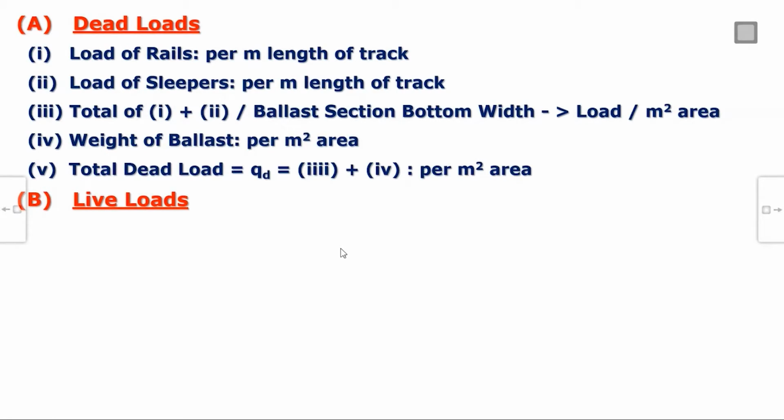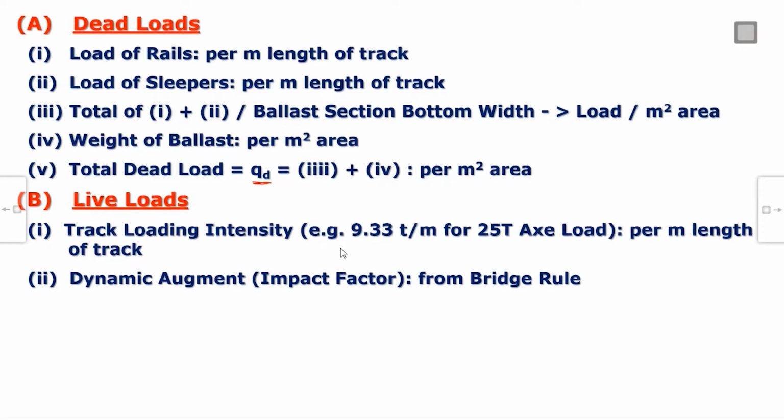And so this dead load intensity is QD. This nomenclature, please remember, we will use it later. Then live load, track loading intensity, whatever is there, you all know from bridge rules. You can take it as 9.33 ton per meter for 25 ton axle load. So if you are designing for 25 ton axle load, take this. This is per meter length.